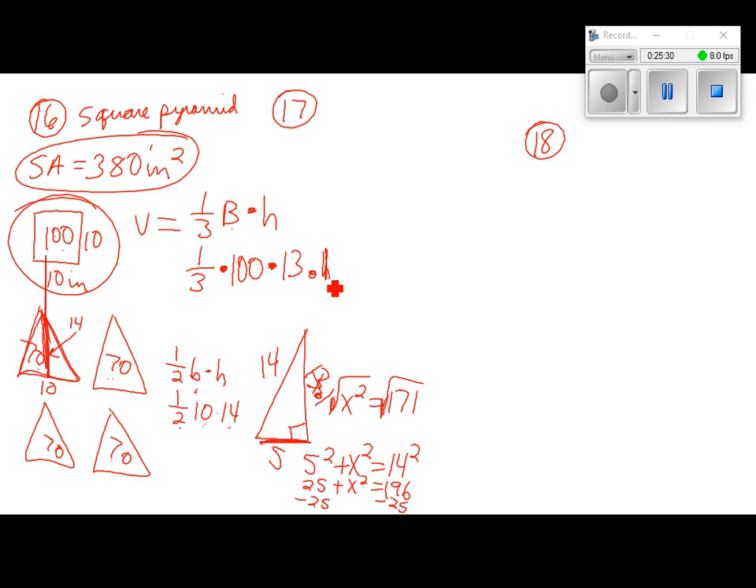Then we multiply all those together. 1/3 times 100 times 13.1. It might even be easier if you just did big B times H divided by 3. That means the same thing. So if I do big B, that's 100 times 13.1 equals, and then divide that by 3, and I end up with the volume of about 436.7 or 436 2/3. And remember, for volume, it's inches cubed.